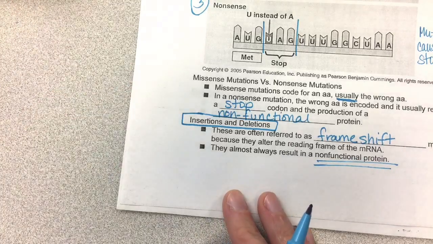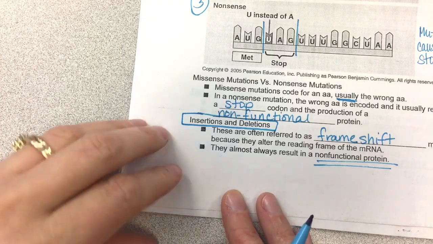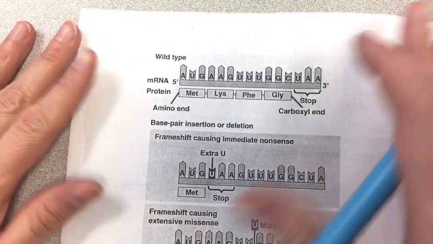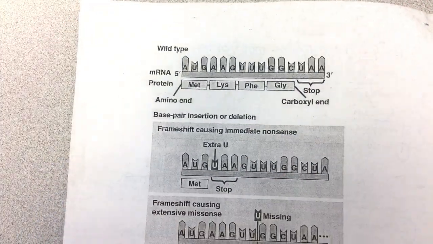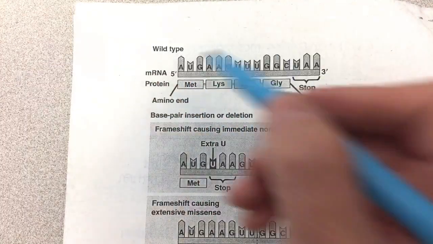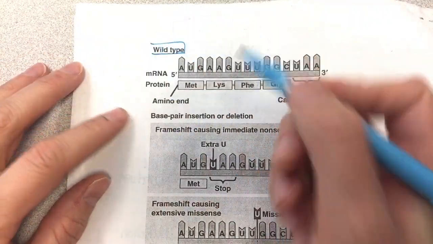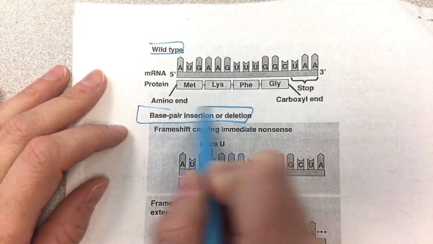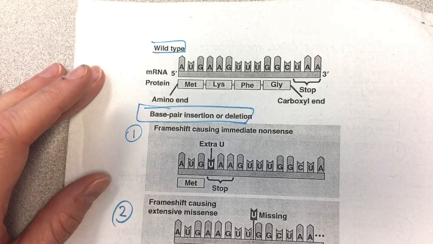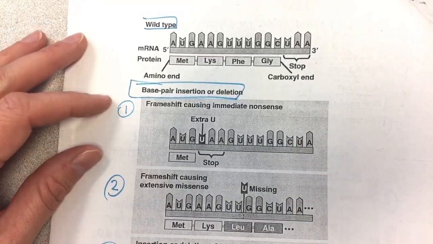These are really bad types of mutations, and so you usually get a big side effect from that. Not good meaning that's not a good thing. The wild type. So let's look at here. So we're going to look at the same thing. Here's your wild type, and then we're going to look at the base pair insertion and deletion. And again, 3 examples, just like there were 3 for the base pair substitutions.